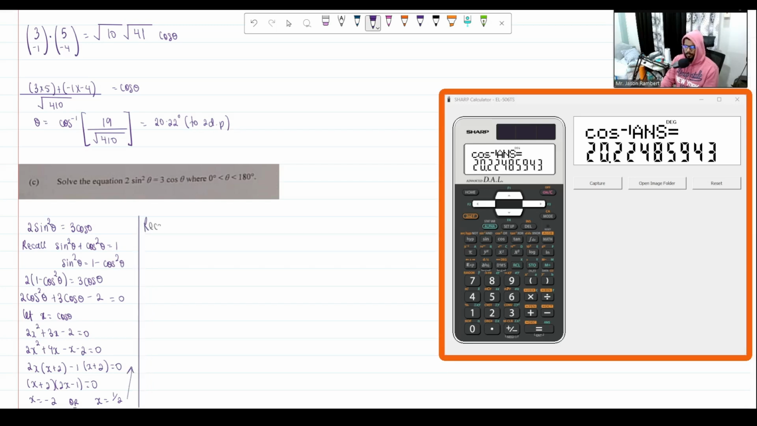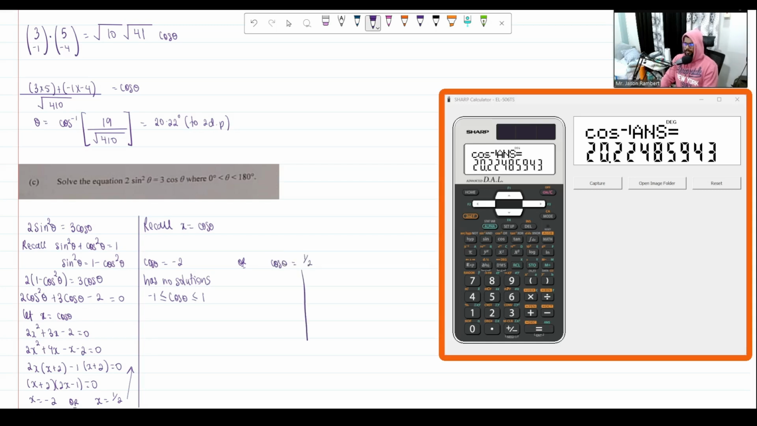Recall, x would have been cosine theta. So I'm going to get cosine theta is equal to minus 2. This has no solutions, and I tell them why. Because minus 1 is less than or equal to cosine theta is less than or equal to 1. Cosine theta takes values between minus 1 and 1, so cosine theta could never be minus 2. Or cosine theta is a half.